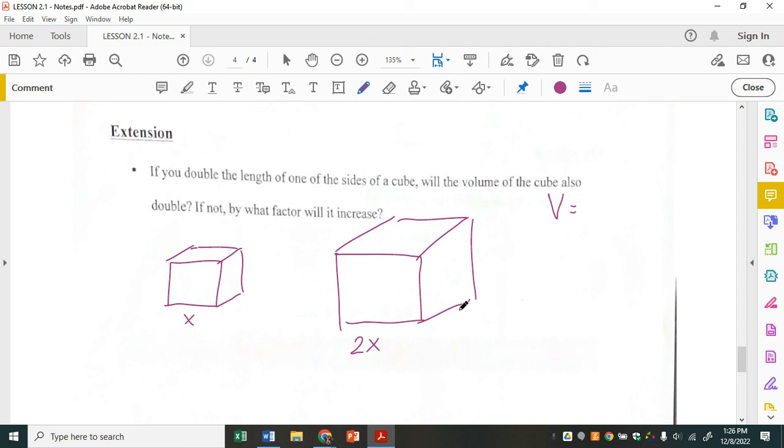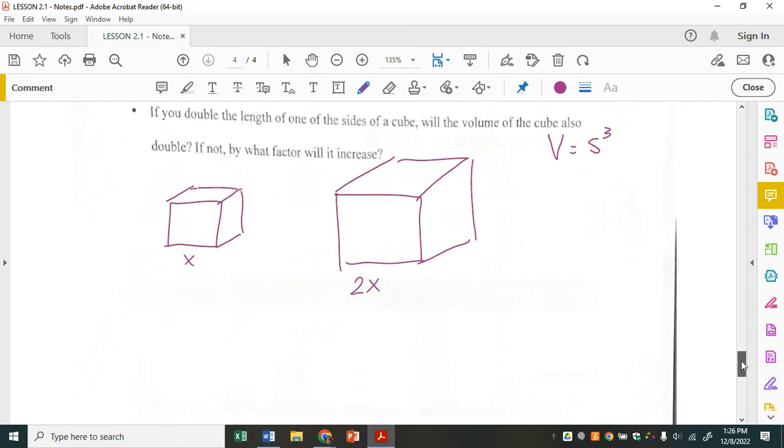S squared. Lex, you just said it. Oh. Length times width times height, right? On a cube, everything is the same, right? X is your length, it's your width, and it's your height. So in this case, the volume is your side length cubed, right? Because it's the same for your length, your width, and your height. So the volume of my original cube is x to the third power.